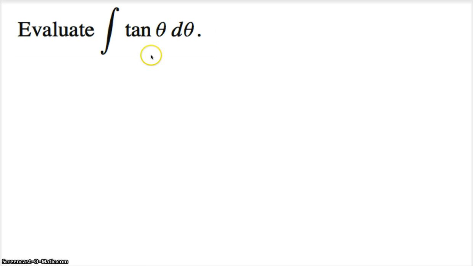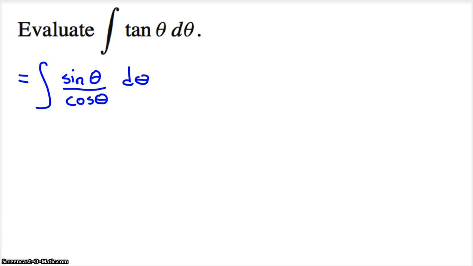Okay, the next example, the antiderivative of tan theta d theta. The first thing I'm going to do is rewrite tan theta using an identity. Tan theta is sine theta divided by cos theta, multiplied by d theta. So what am I going to use for my substitution here? I'm going to let u equal cos theta.